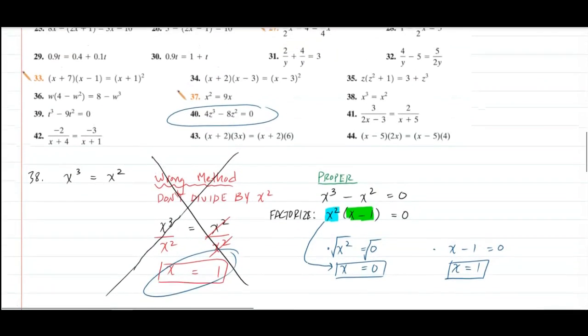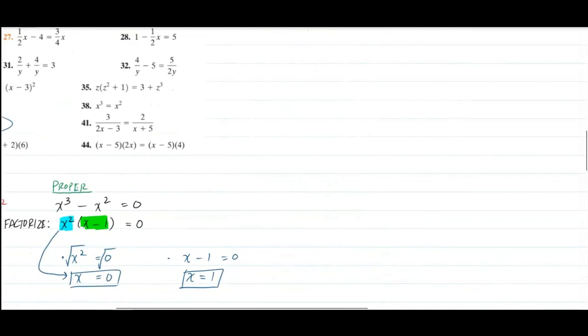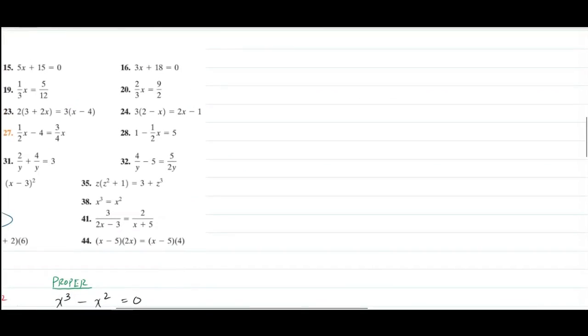Okay? And the final problem that we're going to do from this set, then we go on to a slightly different set, is number 44. And in number 44, they ask you to multiply x minus 5 and 2x. So we'll do that in a moment.